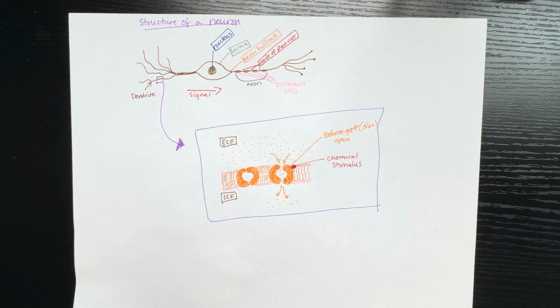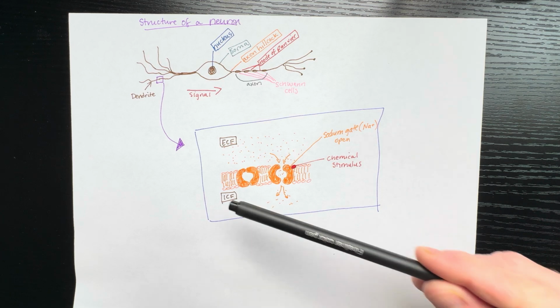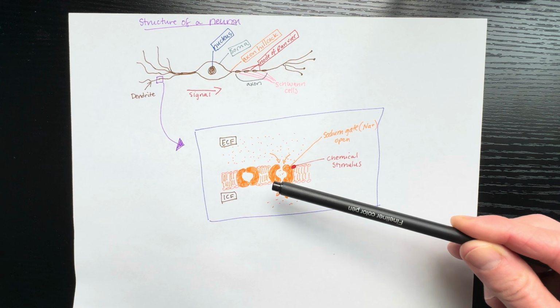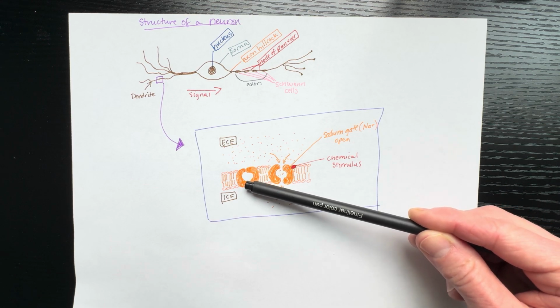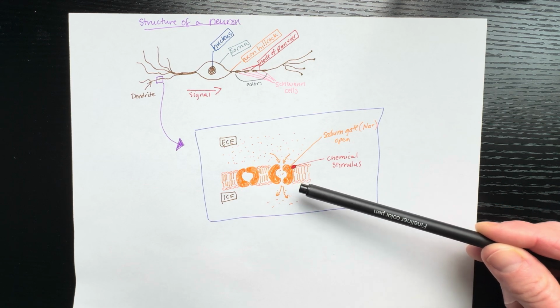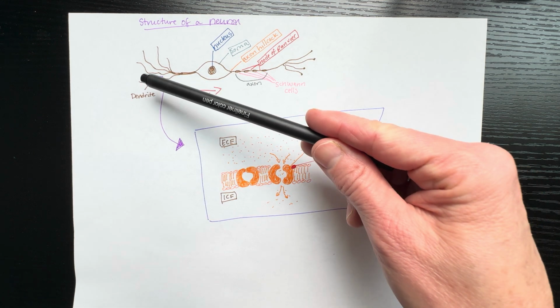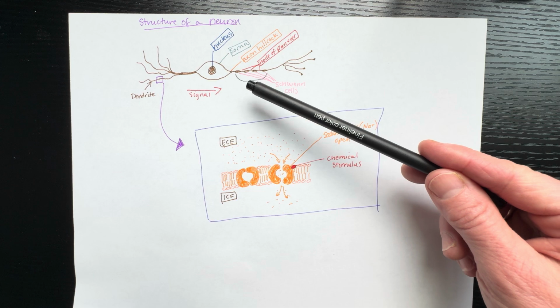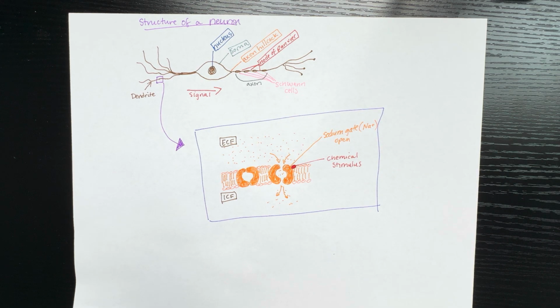The opening of the sodium gates and the diffusion of sodium ions into the ICF at the site of stimulation causes neighboring sodium gates to open as well. And if strong enough, this current can travel through the dendrite all the way to the soma and possibly the axon hillock region. This is local potential.